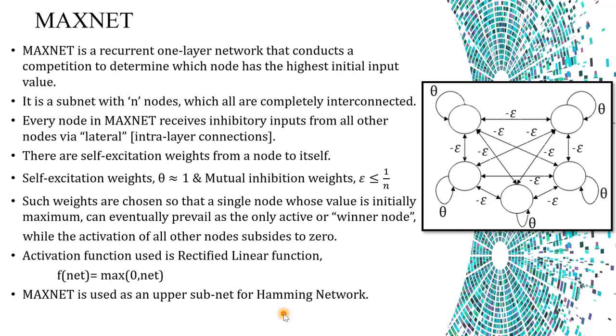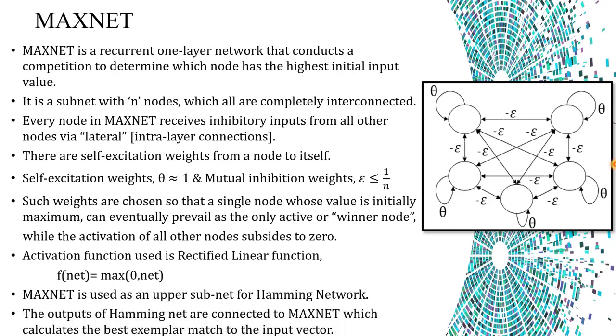Maxnet is a subnet; it cannot be used on its own, but there should be some other network feeding its output to the maxnet as its input. Then there will be some iterations taking place in such a way that only the maximum output which was there initially will remain, and the rest of the outputs will diminish to 0. So the outputs of the Hamming net are connected to the maxnet, which calculates the best exemplar match to the input vector. This I have already told you.